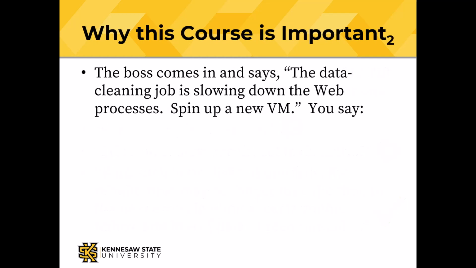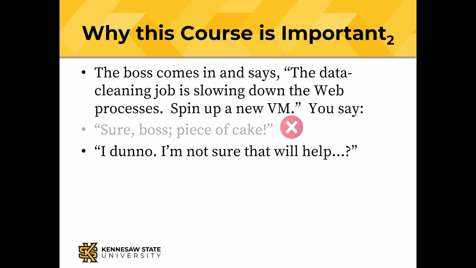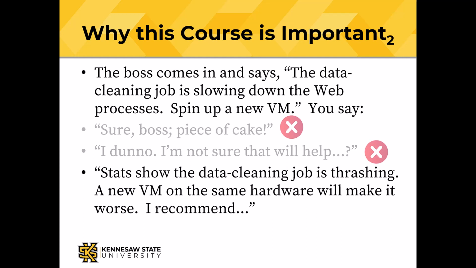The boss comes in and says, "The data cleaning job is slowing down the web processor. Spin up a new VM." And you say, "Sure, boss, piece of cake." Bzz, wrong again. You might say, "I don't know, I'm not sure." And again, you're being hesitant. Or you'll say, "Stats show the data cleaning job is thrashing. A new VM on the same hardware will make it worse. I recommend," and you tell the boss how to fix it.